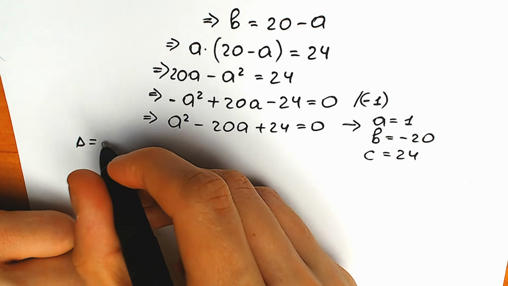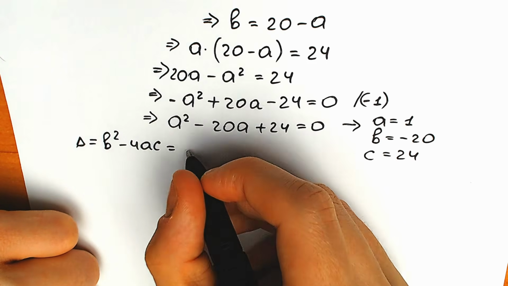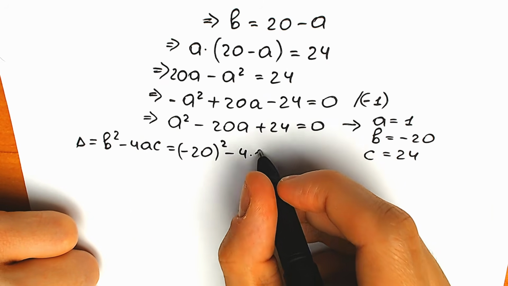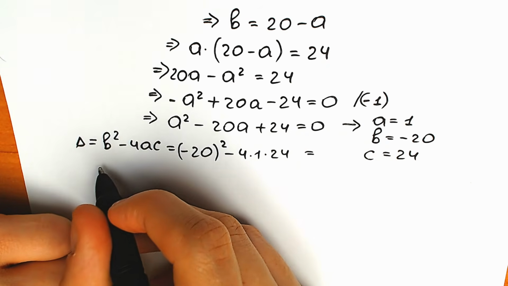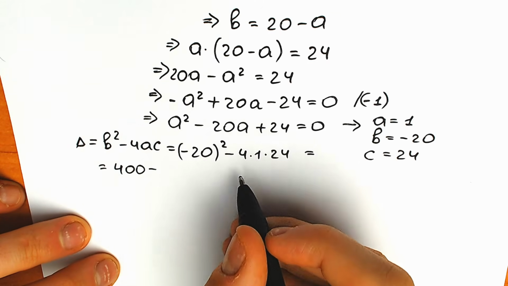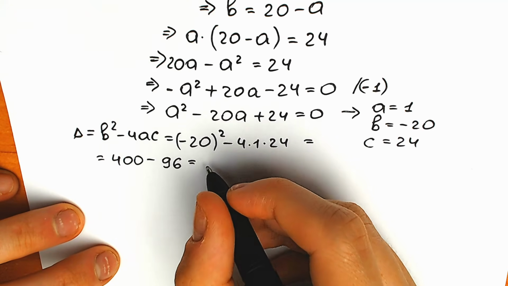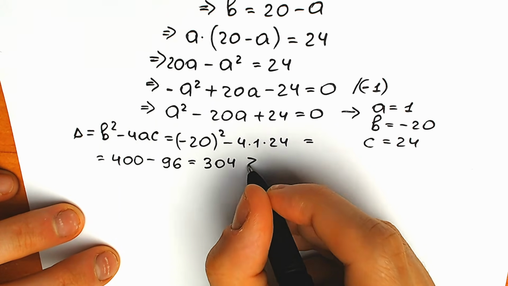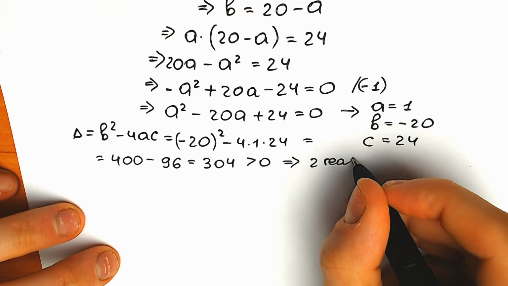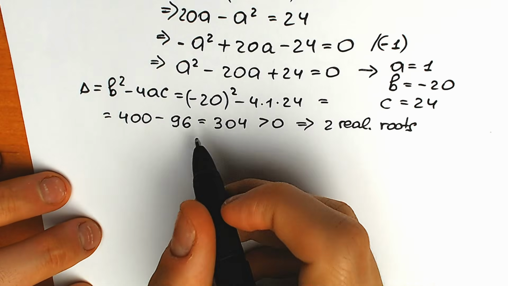So we have D equal to b square minus 4ac. Let's check our discriminant real quick: minus 20 square minus 4 times 1 times 24. Minus 20 square equals 400, minus 4 times 24 equals 96, so we get 304. Our discriminant is positive, greater than 0, which is really great. It means we have two real roots.